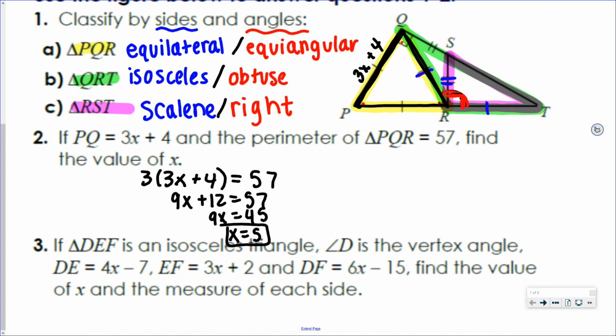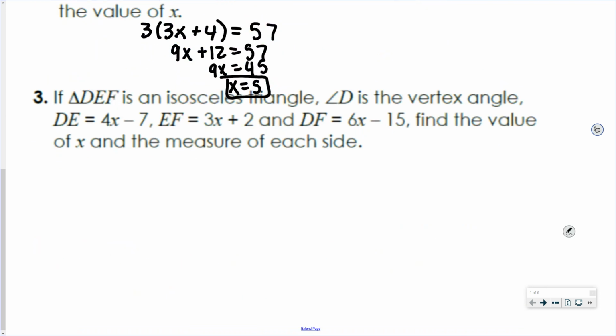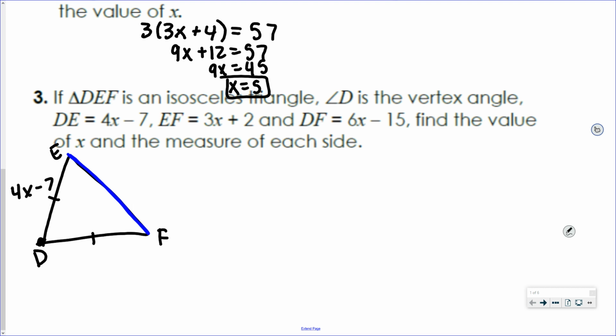Okay, last one here. Number 3. If triangle DEF is an isosceles triangle, angle D is the vertex angle. So I did preface this earlier that means it's across from your base. That's our vertex angle. That means that this side and this side would be my two congruent. So I'll call this one E and this one F. All right. DE is 4x minus 7. EF is 3x plus 2. DF is 6x minus 15. Find the value of x and find the measure of each side.